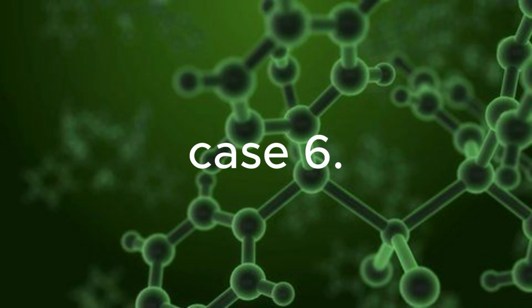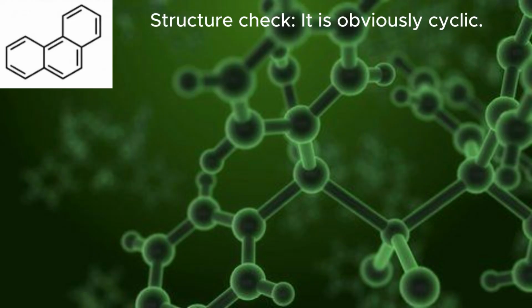Example 6. Now we arrive at structure number 6, a molecule called Phenanthrene. It looks big and scary, like a complex honeycomb, but our rules will make short work of it. Case 6, Phenanthrene, the fused system. First, we look at the shape. The logic: it is obviously cyclic. While it is composed of 3 fused rings, it forms one continuous framework.